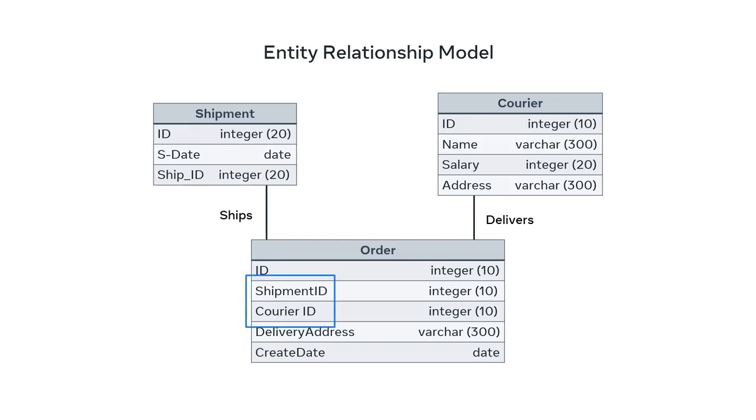In the order entity, the shipment ID and courier ID are called foreign keys, but in fact, they're also the primary keys of the shipment and courier entities, respectively. This creates a relation between these entities and the order table, which in turn has its own ID as its primary key. The other type of schema is physical schema.